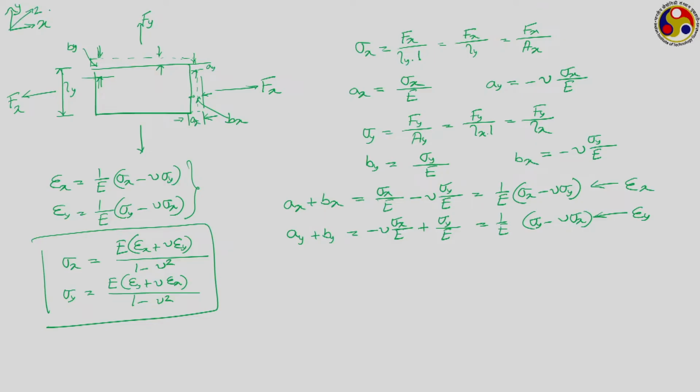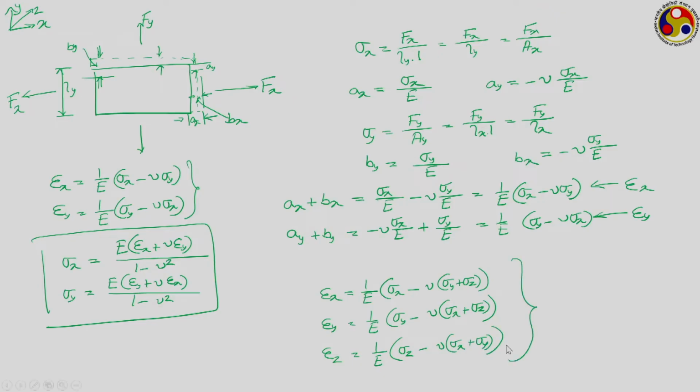where we shall also have this dimension z, the third direction. And by extending this, if we want to write a generalized expression, then your epsilon x will be equal to 1 upon E into sigma x minus nu into sigma y plus sigma z. Epsilon y will be equal to 1 by E into sigma y minus nu into sigma x plus sigma z. Similarly, the strain in the z direction, the new dimension that is being added, is 1 by E into sigma z minus nu into sigma x plus sigma y.